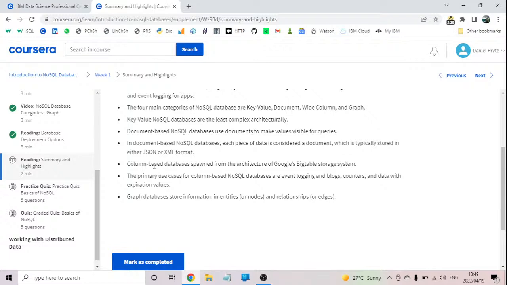Right, let's keep going. Graph databases store information in entities or nodes and relationships or edges. Speedrun, guys, I gotta keep going. Sure, edges. Okay.